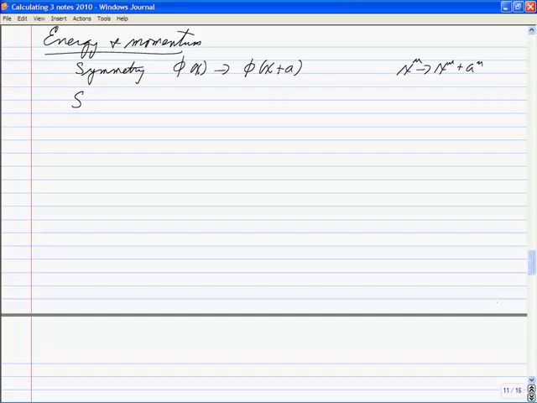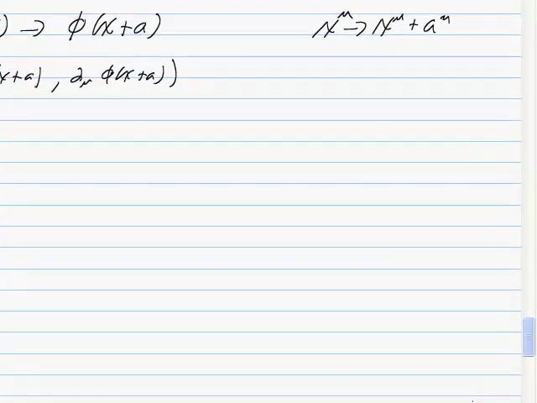Okay. Then we know that if there's no explicit dependence, then S prime is the integral d⁴x of L of phi(x + a), ∂_μ phi(x + a). And you just shift the integration variable to x + a.